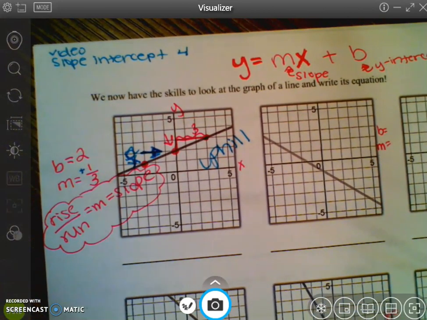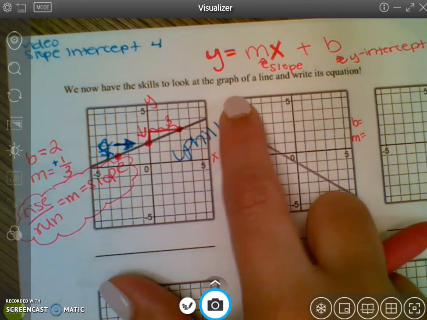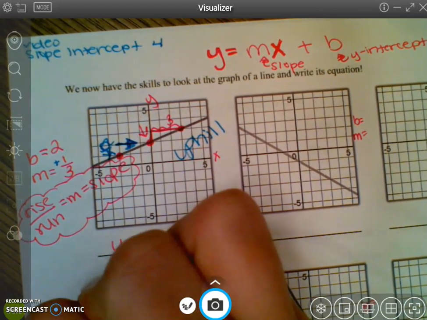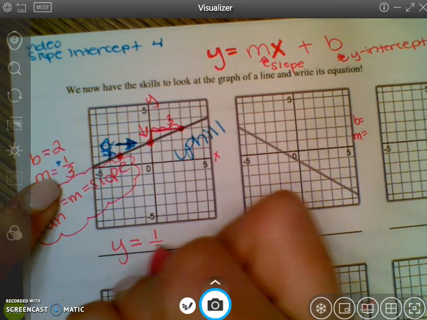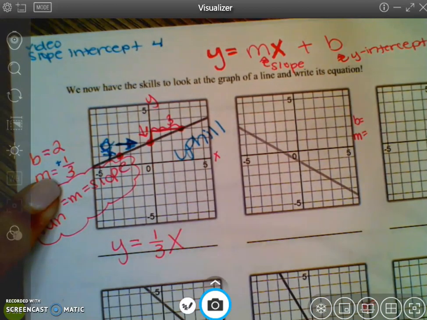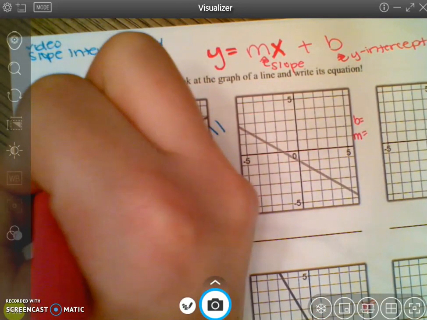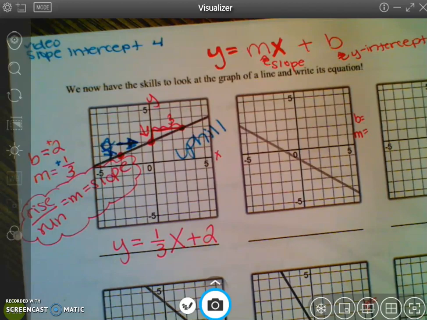Now I'm almost done. I have everything I need, but I have to make it look like this up here. So it has to be y equals, my m is 1/3. Remember, you keep your x, 1/3 x. And my b is a 2, and it was a positive 2, so it's going to be plus 2.